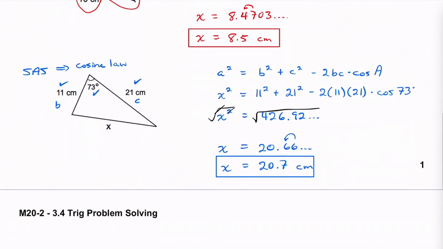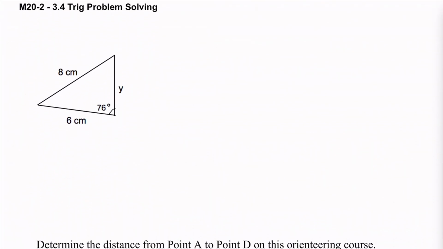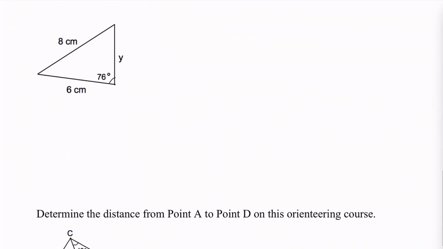So that first page is now done. We're going to go on to this next one. And here we're finding this side y. So here we got two sides and an angle, and we're asked to find that other side.